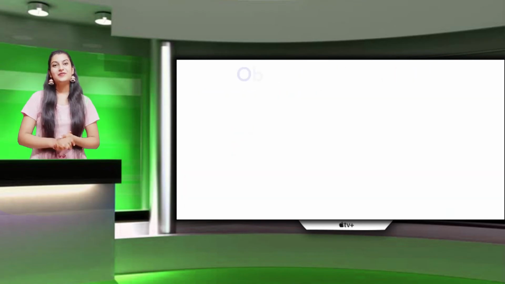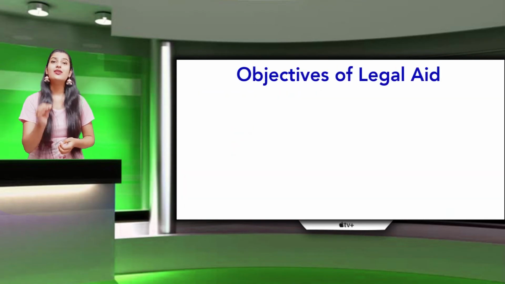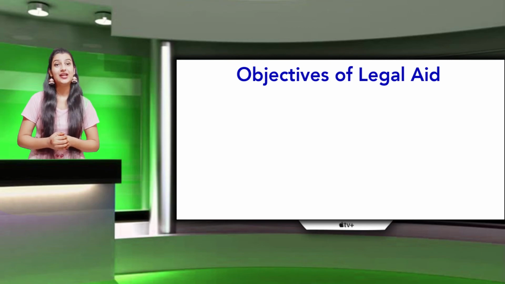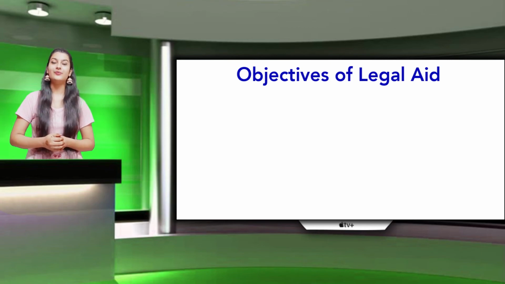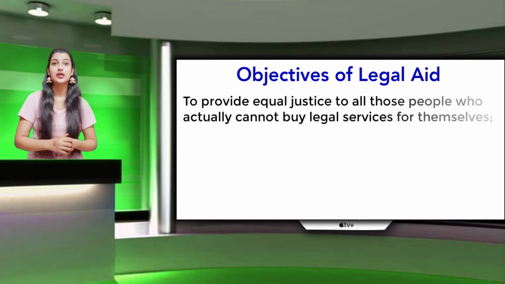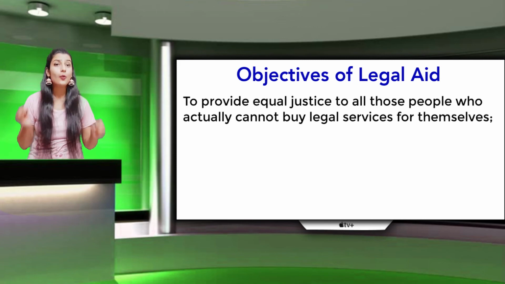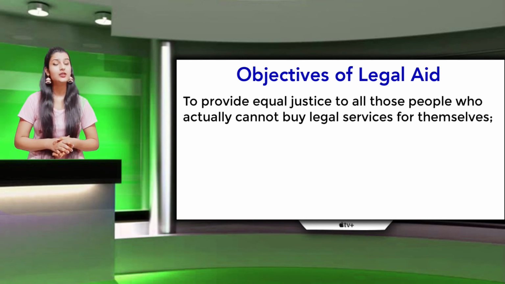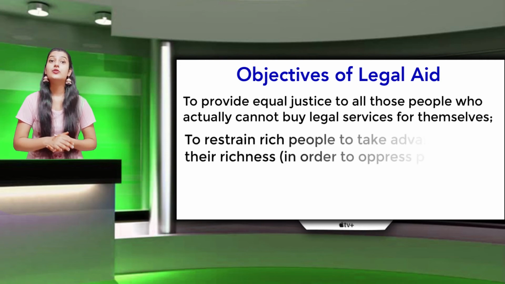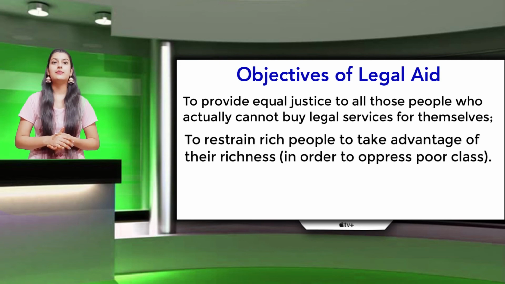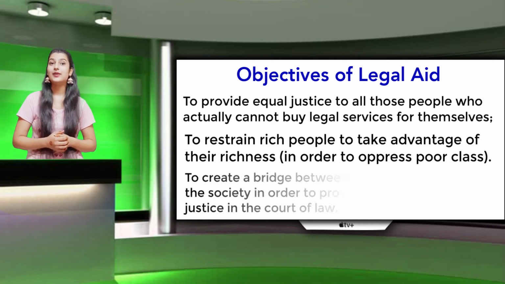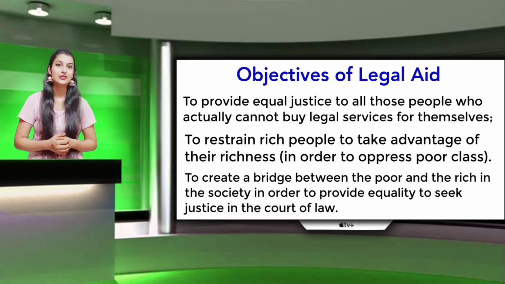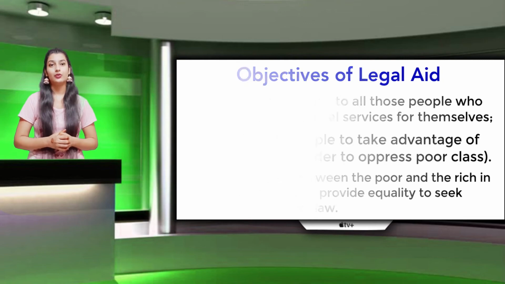Now the objectives of legal aid. So the major objectives of providing free legal services or legal aid are: first, to provide equal justice to all those people who actually cannot buy legal services for themselves. Second, to restrain rich people from taking advantage of their richness in order to oppress the poor class. Third, to create a bridge between the poor and the rich in the society in order to provide equality to seek justice in the court of law.